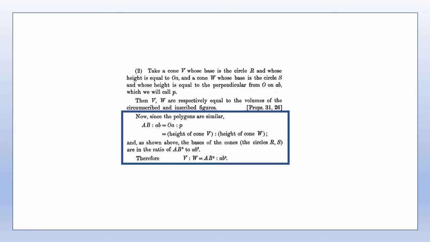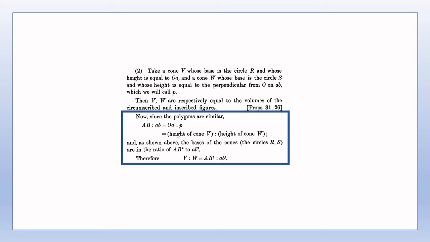However, to show that V and W are in the triplicate ratio of uppercase AB to lowercase ab, that is, in the triplicate ratio of the radii of their bases, we need to show that V and W are similar. The ratio uppercase AB to lowercase ab equals OA to OP unfortunately does not immediately demonstrate the similarity of V and W, since uppercase AB and lowercase ab are not the radii of the respective bases of V and W, though of course by the construction of V and W, OA and OP are the respective heights. Thus it's necessary to show that the ratio uppercase AB to lowercase ab is indeed equal to the ratio of the radius of the base of V to the radius of the base of W.